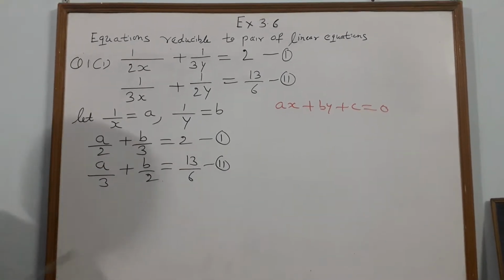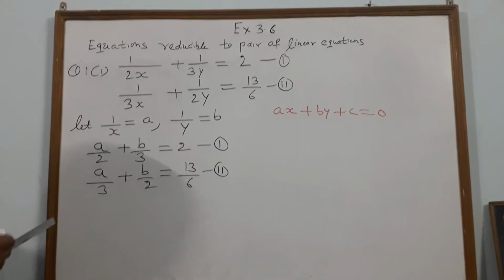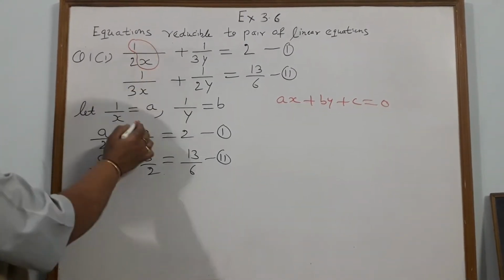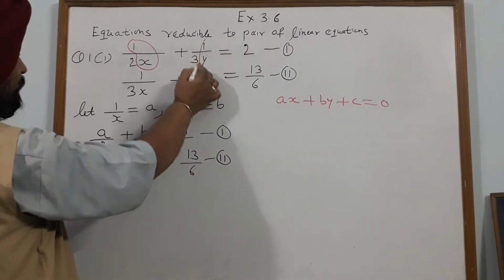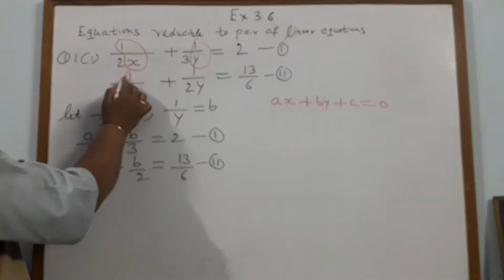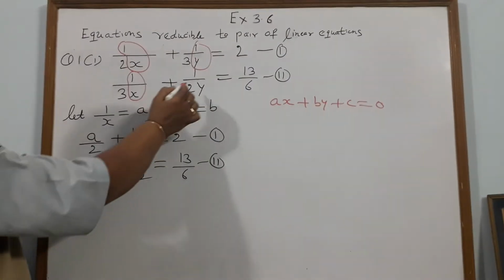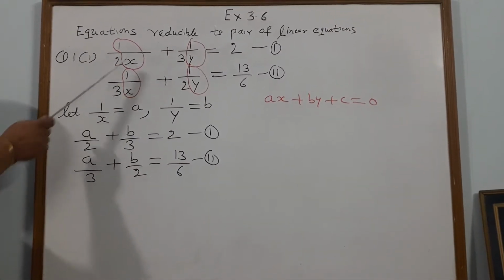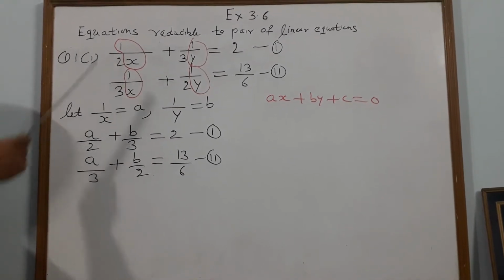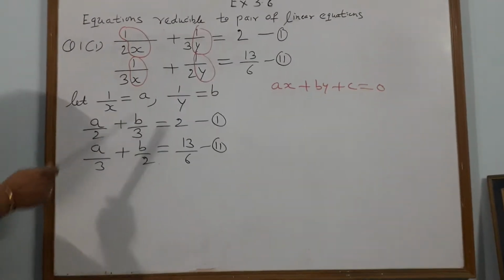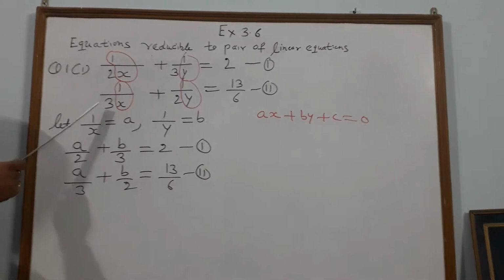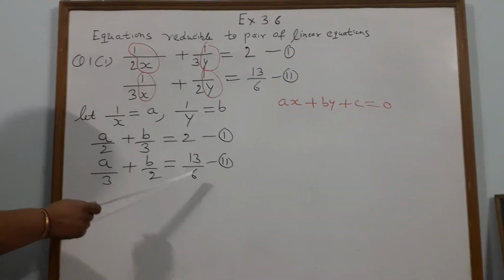So what we will do, in place of 1 over x, let 1 upon x is equal to a. In place of 1 over x, we take a, and in place of 1 upon y, we take b. Similarly, in the second equation, 1 upon x is equal to a and 1 upon y is equal to b. Now when we put 1 upon x is equal to a, the first equation becomes a by 2 plus b by 3 is equal to 2. And the second equation becomes a by 3 plus b by 2 is equal to 13 over 6.